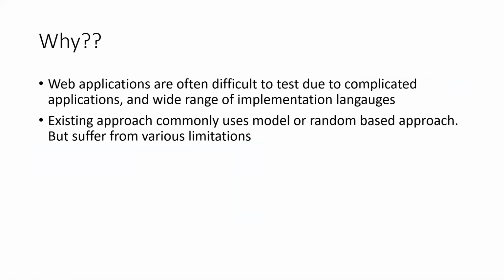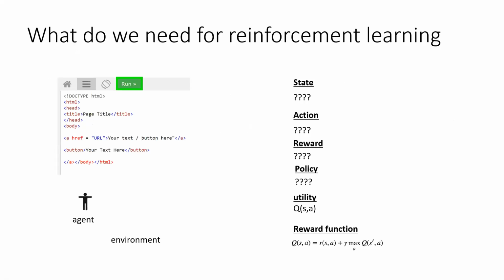So why do we need reinforcement learning for web testing? Web applications are often difficult to test due to complicated applications and a wide range of implementation languages like JavaScript or HTML. Existing approaches commonly use model-based or random-based approaches, but suffer from various limitations. Like you basically have to manually create these models for each website, and it may not be as diverse. So given an agent, which is the model that you're trying to create, and given a website, we need to find the state, action, reward, policy, and the reward function to use.